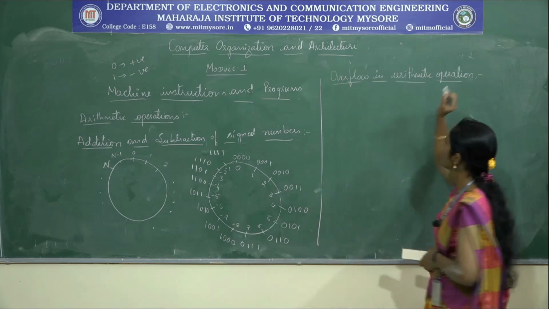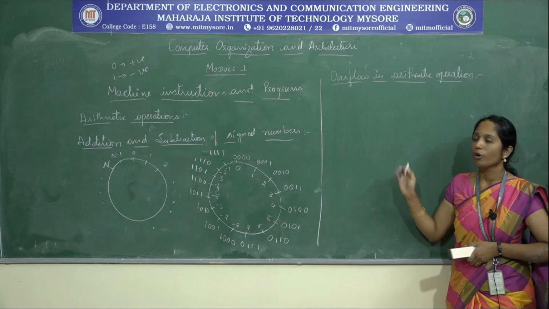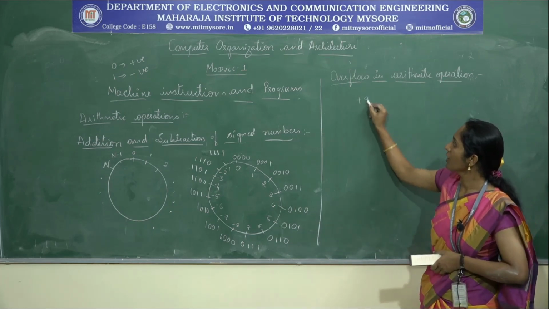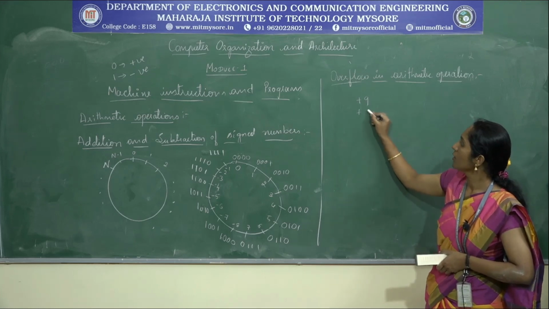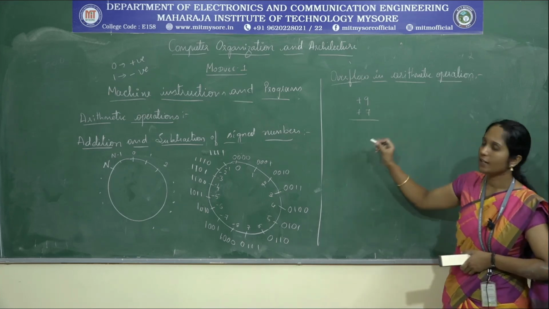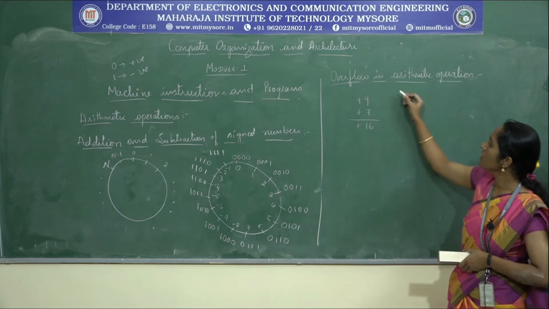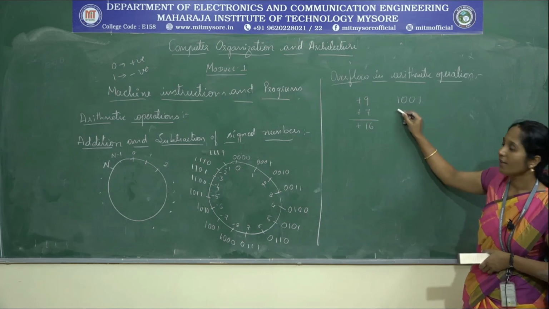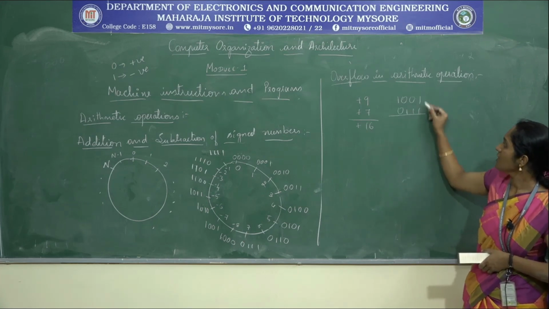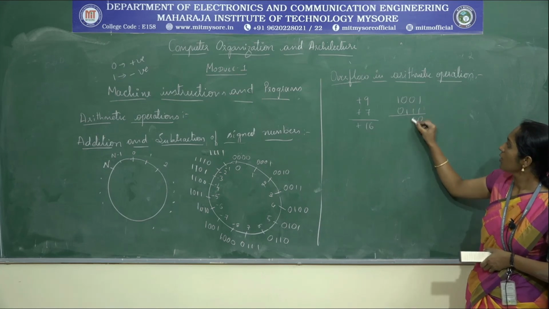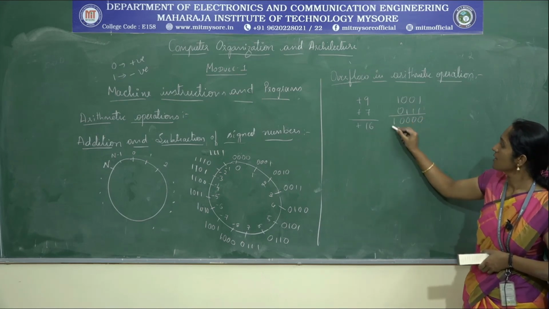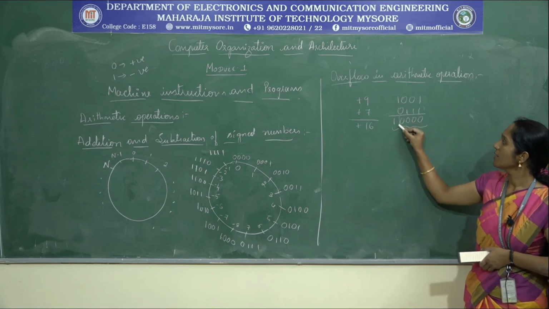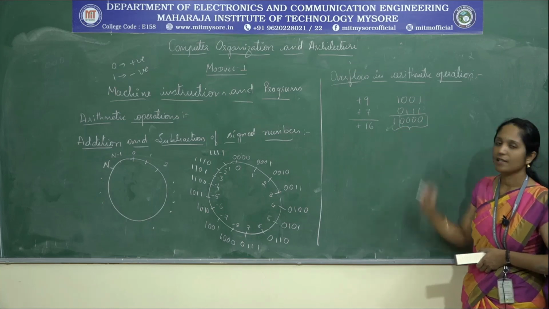Overflow in arithmetic operation. If you consider the addition of two positive numbers, as we discussed earlier, 9 plus 7 gives the result 16. This is integer addition. The binary equivalent of 9 is 1001 and 7 is 0111. The sum bits are 0000, and we have a carry out.